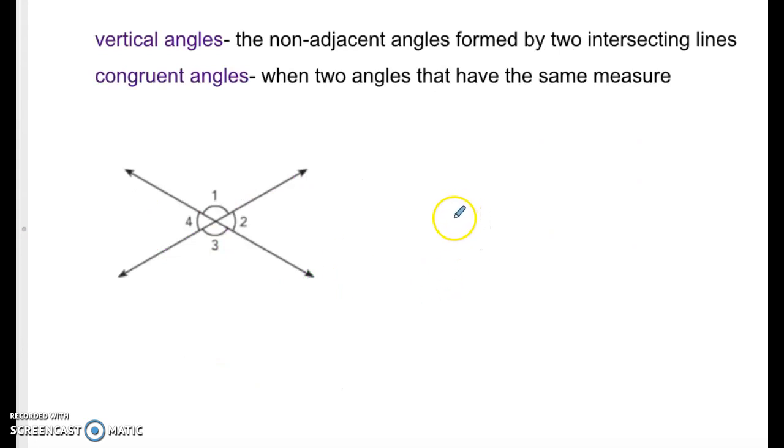Next, we're going to look at vertical angles. Vertical angles are the non-adjacent angles formed by two intersecting lines. So here we have two intersecting lines, and our vertical angles are the opposite angles. So here, angle 1 and angle 3 are vertical, and angle 2 and angle 4.